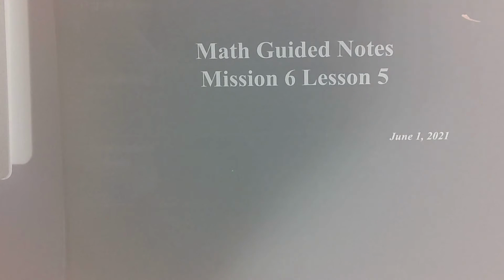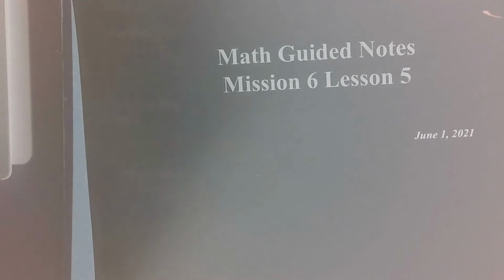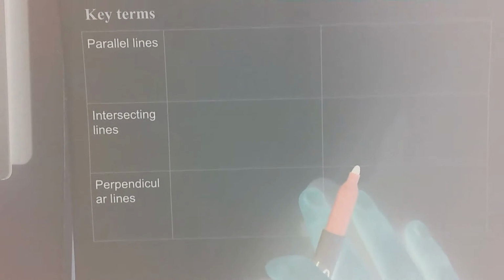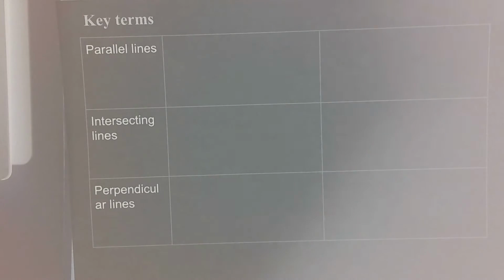This is Mission 6, Lesson 5. We're continuing with coordinate planes today, but we're going to be moving our focus away from the individual plots in the line, and we're going to be examining the lines that our plots create and how those lines interact with other lines on the coordinate plane, including our x and y axis. There are three key terms for today's lesson.